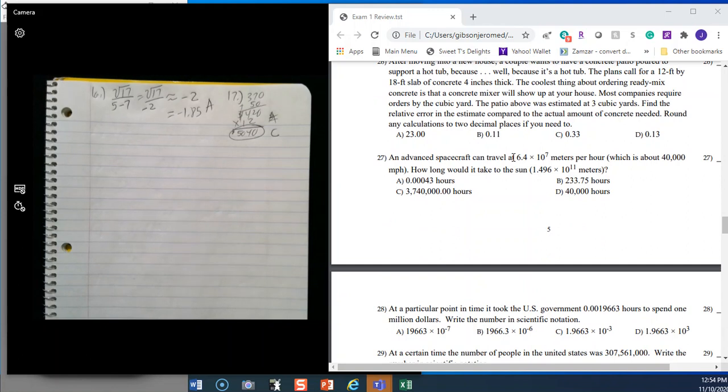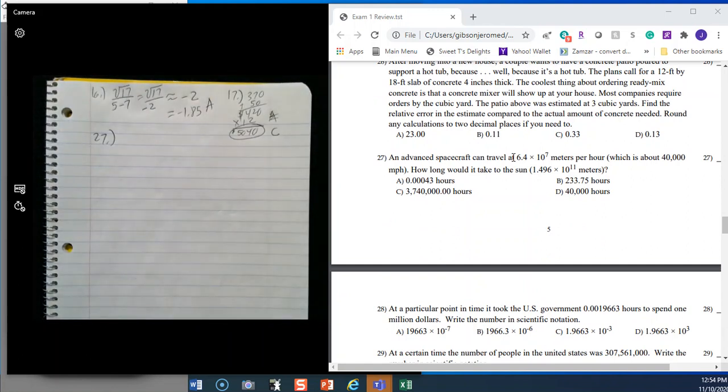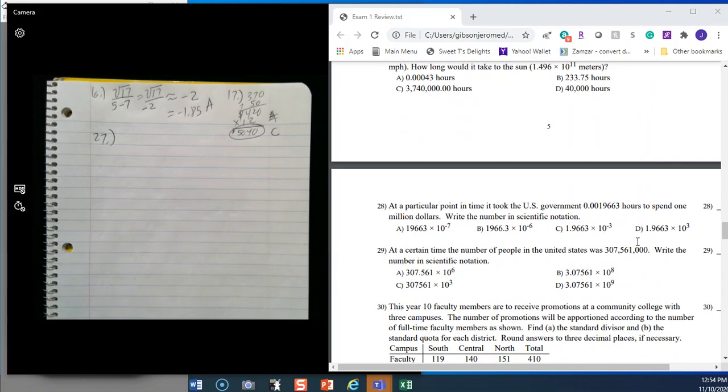Okay, 27. It says an advanced spacecraft can travel at 6.4 times 10 to the 7th meters per hour, which is 40,000 meters per hour. How long would it take to the sun? Okay. I'm going to have to skip 27 as well.